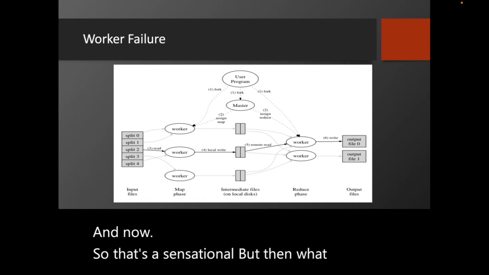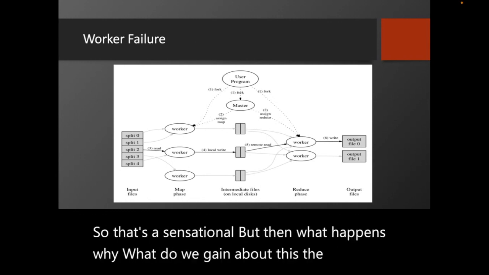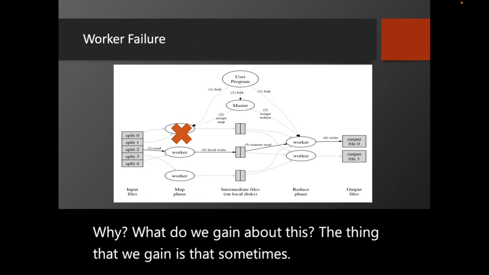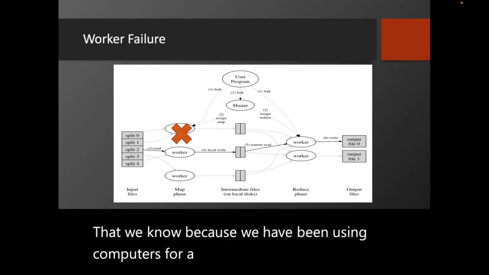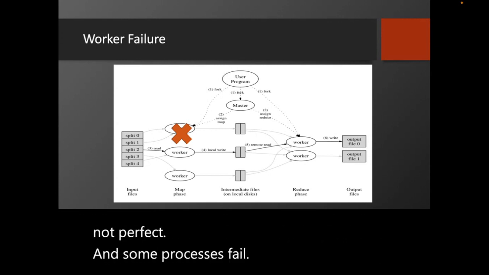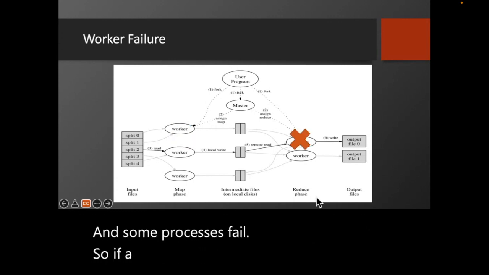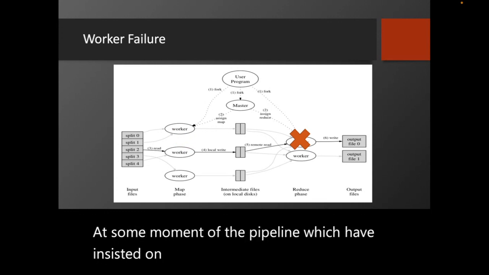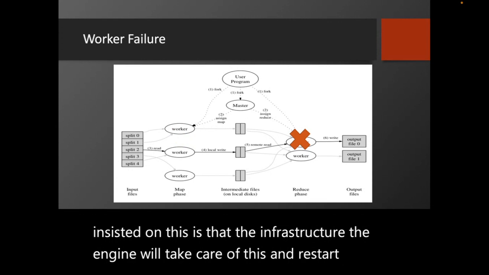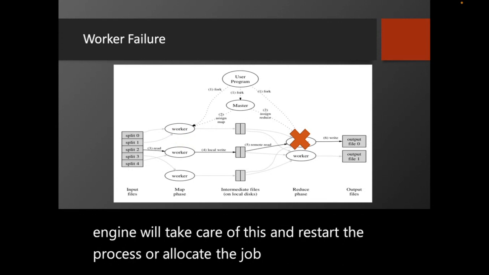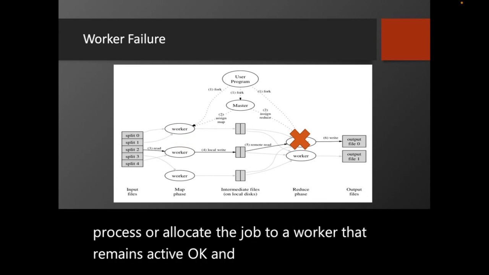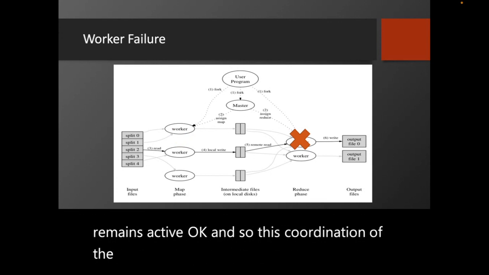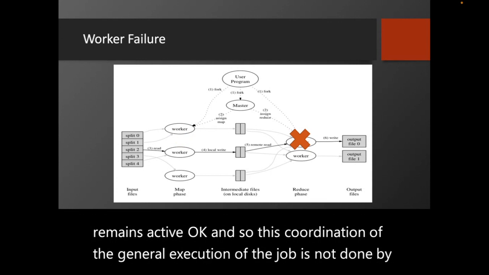And now, that's sensational, but then what happens? What do we gain about this? Well, sometimes, as we know because we have been using computers for a long time, the world is not perfect, and some processes fail. So if a worker fails at some moment of the pipeline, as we have insisted, the infrastructure, the engine, will take care of this and restart the process or allocate the job to a worker that remains active.